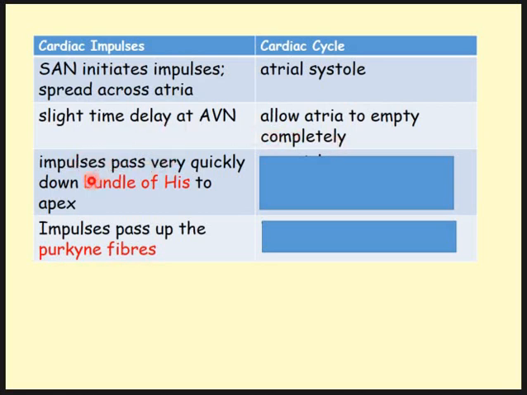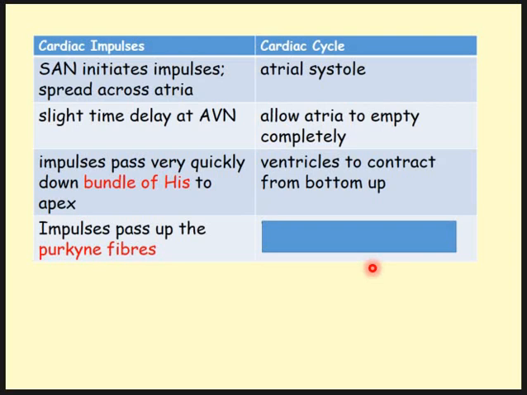Impulses pass down the bundle of His to the apex. So that means your ventricles are going to contract from bottom up to squeeze the blood out. And impulses up the Purkinje fibres, so that's going to be ventricular systole. So as they pass up, you're going to get your ventricles contracting and squeezing blood from the bottom of the heart up and out. Like you squeezing a Coke bottle or something and it all shooting out the top.